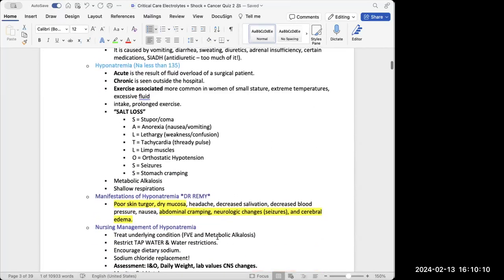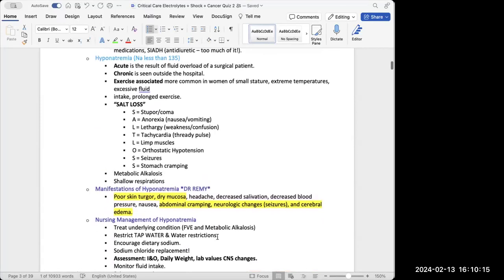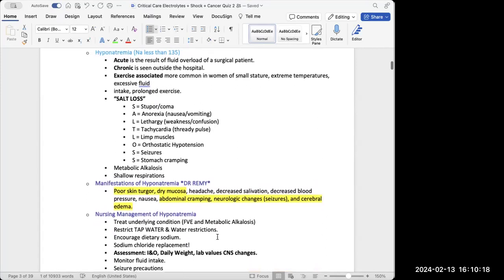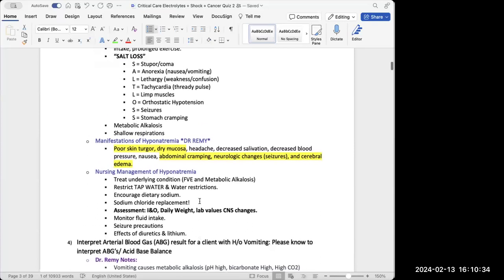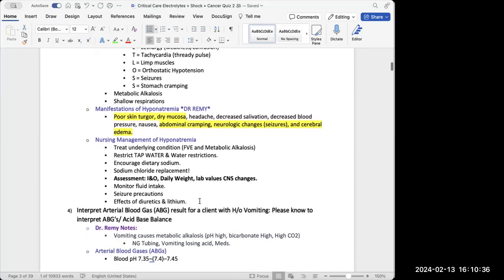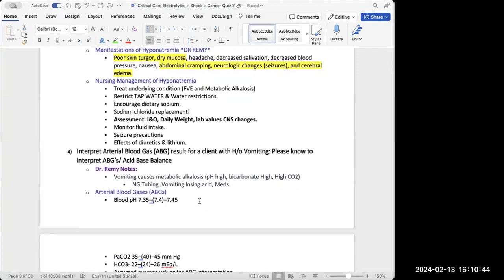Okay, so I already went over SIADH and hyponatremia, and how they're related to each other. I don't know if she's going to ask specifically about hyponatremia, but manifestations that I typically see a lot are always the seizures, potential cerebral edema, abdominal cramping, as well as dry mucosa and poor skin turgor. Those are the most common ones. But your priority when it comes to patients who have a sodium imbalance is always seizure. That's the problem that we have with these patients. Everything else, yeah, it can be concerning, but the seizures are the priority here.